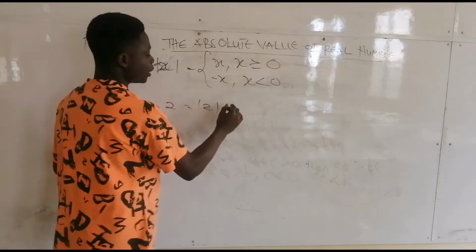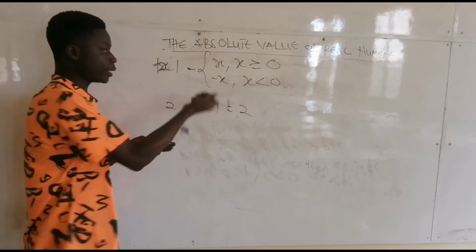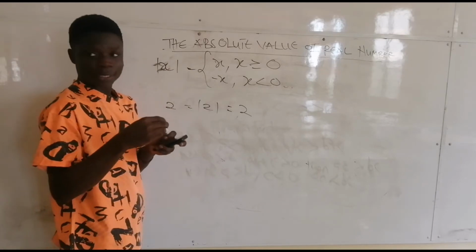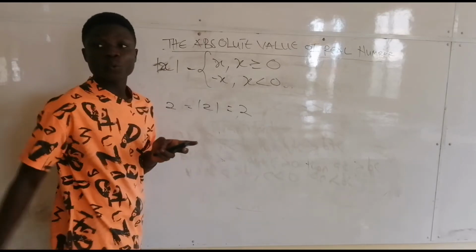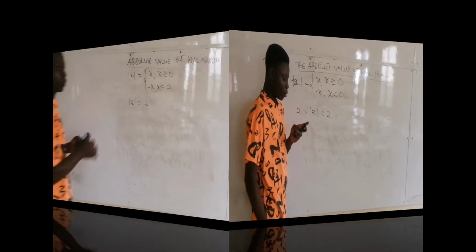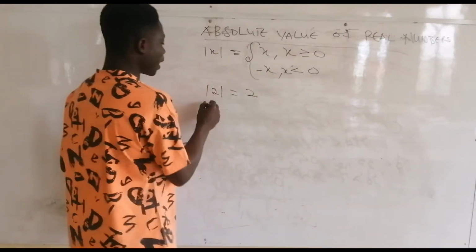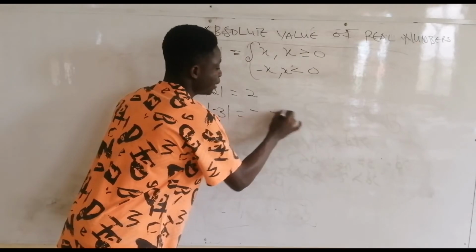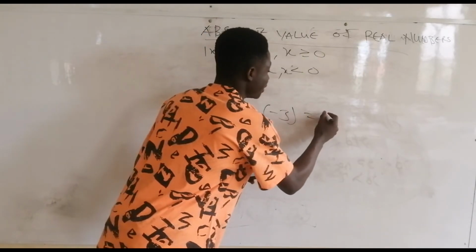2 falls here, right? So it is 2, because 2 is greater than or equal to 0, and it's greater than 0, right? So the absolute value of 2 is 2. Now let's see something. When we talk about the absolute value of a negative number, the absolute value of negative 3 is going to give you positive 3.